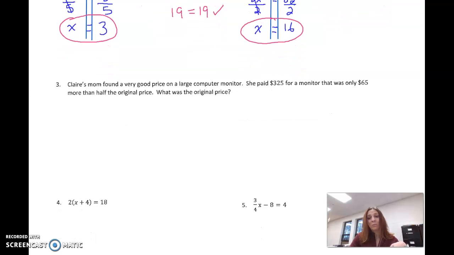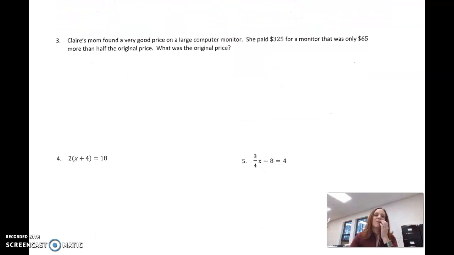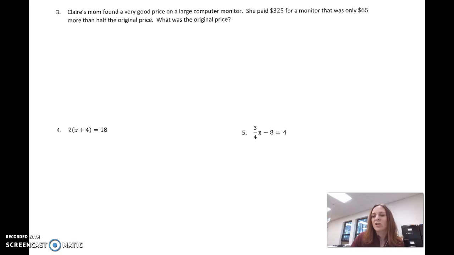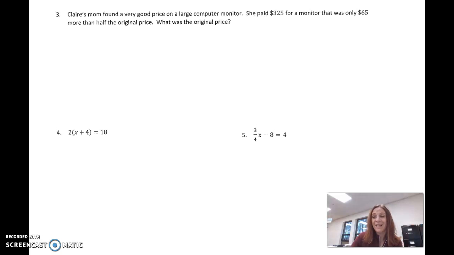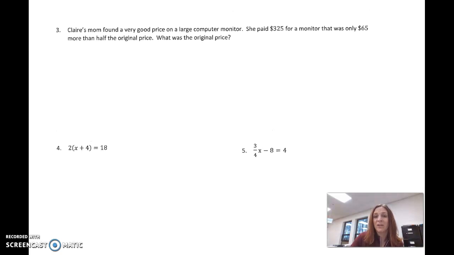Even for word problems. Claire's mom found a very good price on a large computer monitor. She paid $325 for a monitor. So this is what she paid. This is what it equals, right? It was only $65 more than, well, more than is plus, half the original price. What was the original price?